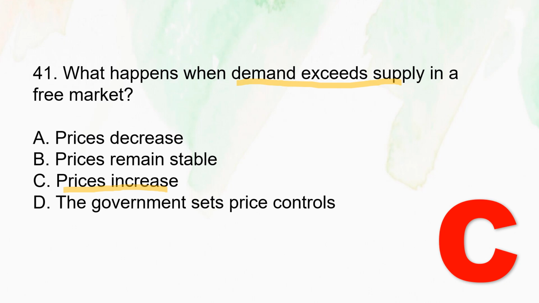Now, for letter A, this is incorrect. Obviously, because prices increase, not decrease, when demand exceeds supply, or when the demand is higher than supply. Now, for letter B, prices remain stable only in equilibrium, not in case of excess demand. For letter D, government intervention is not always present in a free market system. We just call it command system when the government sets price controls in the market. We call it command system, not free market.